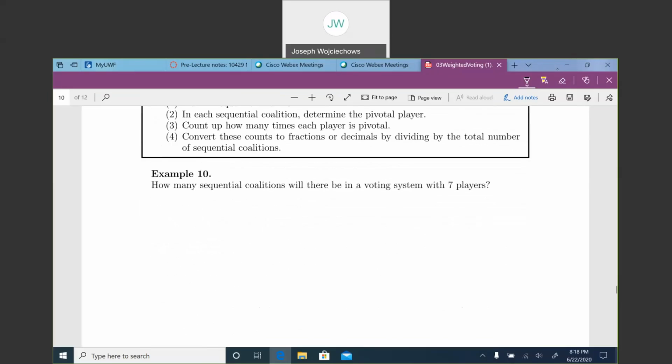So, how many sequential coalitions will there be in a voting system with 7 players? Now, if you're taking MGF 1106, you know that is simply 7 factorial, which is equivalent to 7 times 6 times 5 times 4 times 3 times 2 times 1, because order does matter.